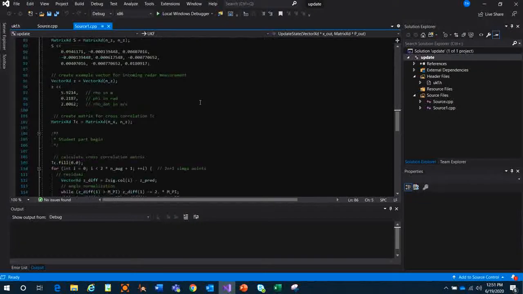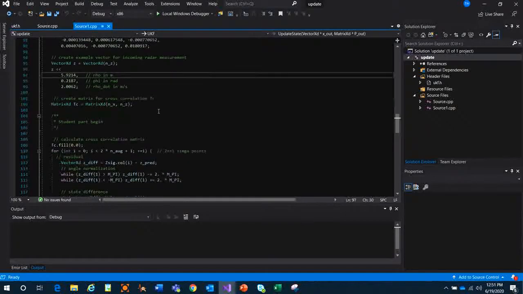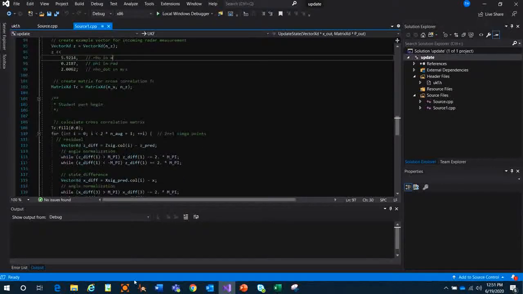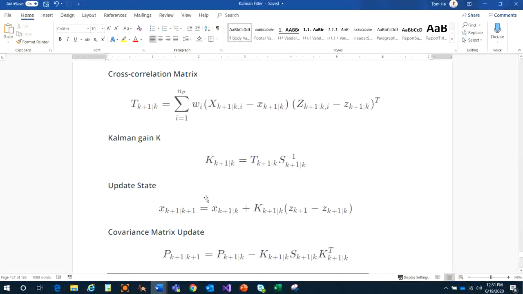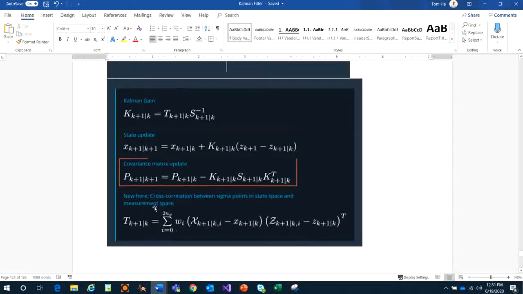So right now, here we create a vector for the incoming measurement. The next measurement we create right here, z. We assume this value. This is a radar measurement, so we have rho in meters, phi in radians, and rho dot in meters per second. So we have to calculate the T matrix. What is T? We have to calculate this one to help us calculate the Kalman gain.